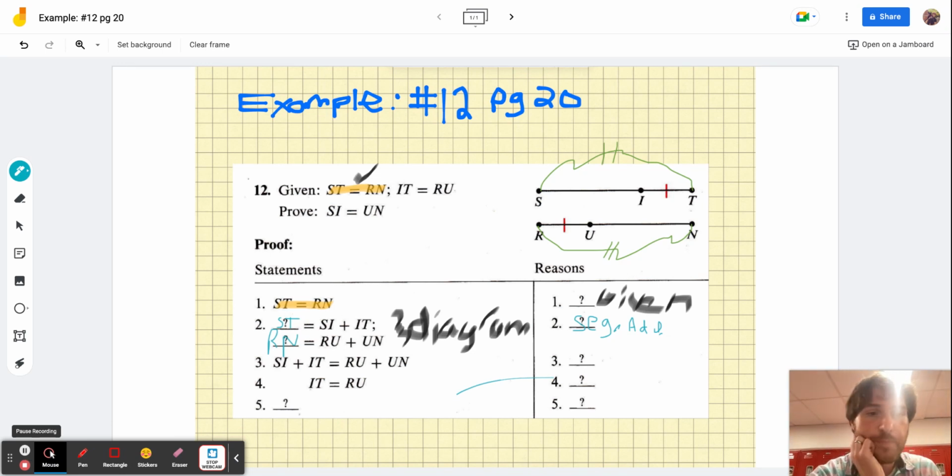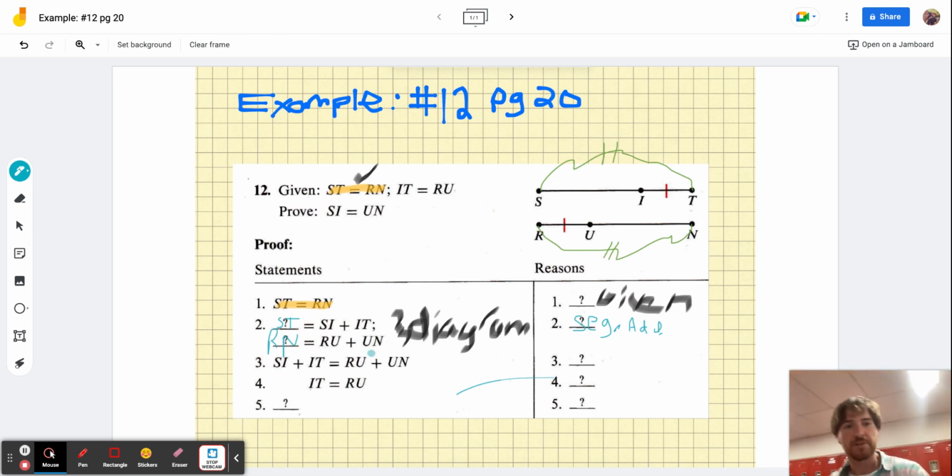All right, let's finish this up here. We have these statements being said here now, right? Remember, a proof, as I explained to you in class on Friday, is a chain of reasoning. We want to look at what our previous equations were and how we can change them to say new things. Here I see SI plus IT, and I also see it again in statement number 3. I see RU plus UN, and I also see it in statement number 3.